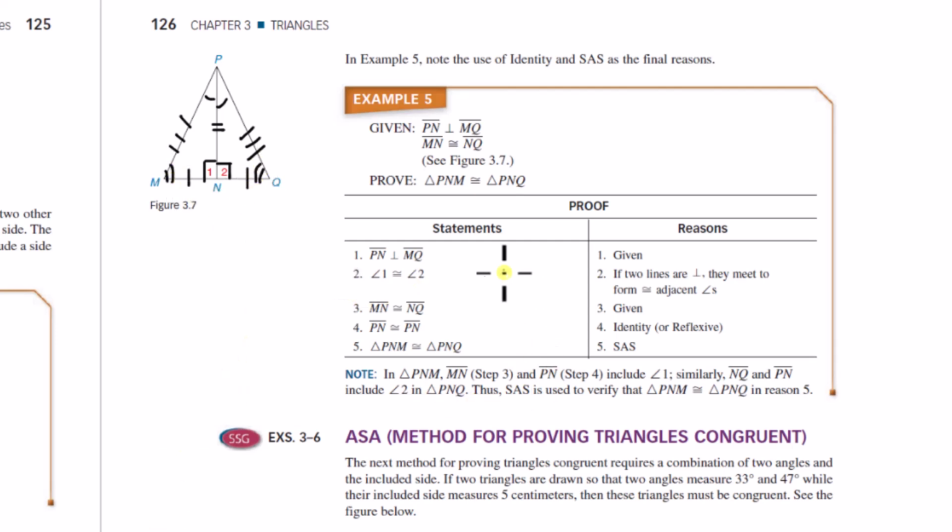Okay, but officially, when they're going through this, you can see at this step, they need to state that for the two triangles, side PN is congruent to side PN, and they cite identity here.